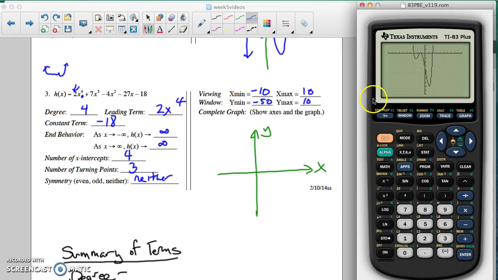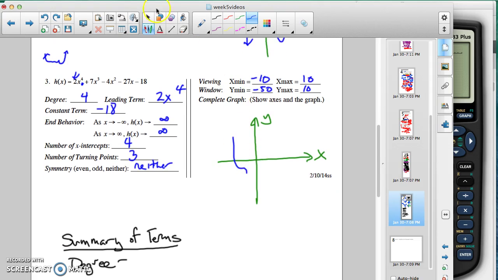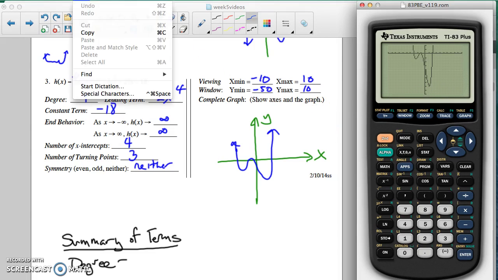So this is kind of what my graph looks like. It goes down through about 1, 2, 3. So we're going to go down, come up, go down, come up, just, whoops, edit, undo. So we're going to come down. We'll go up, it crosses here, and it goes back down and then back up. It kind of looks like that. Let's do a little bit better job.